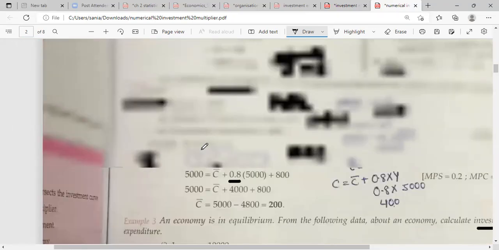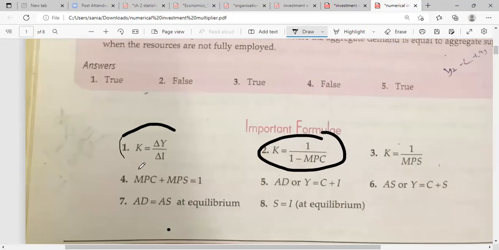Okay, see, wait. Over here, first of all, you will use this formula. Why? Because you have delta I and delta Y, right? With the help of this formula, you will find out K. Now you will use this formula. Now you have K, so you can find MPC from here.